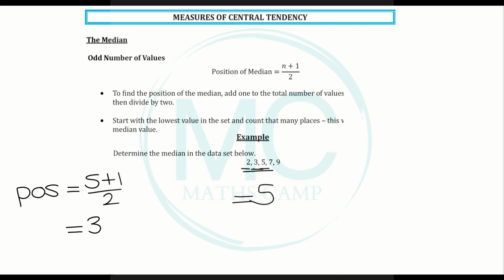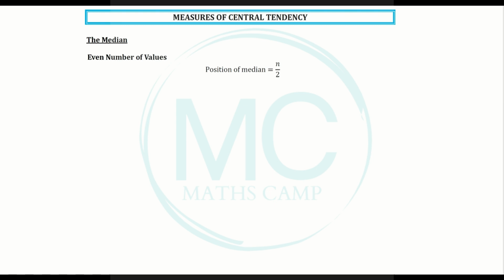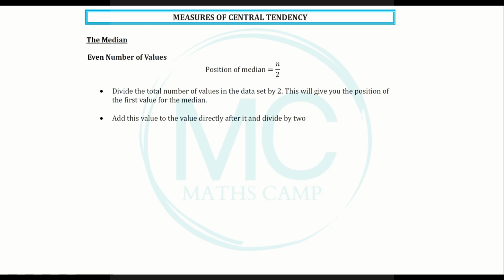When working with an even number of values, we can use this formula. Here, we divide the total number of values in the data set by 2. This will give you the position of the first value for the median. Then we add this to the value directly after it, and we divide by 2. Your answer will be the median of the data set.